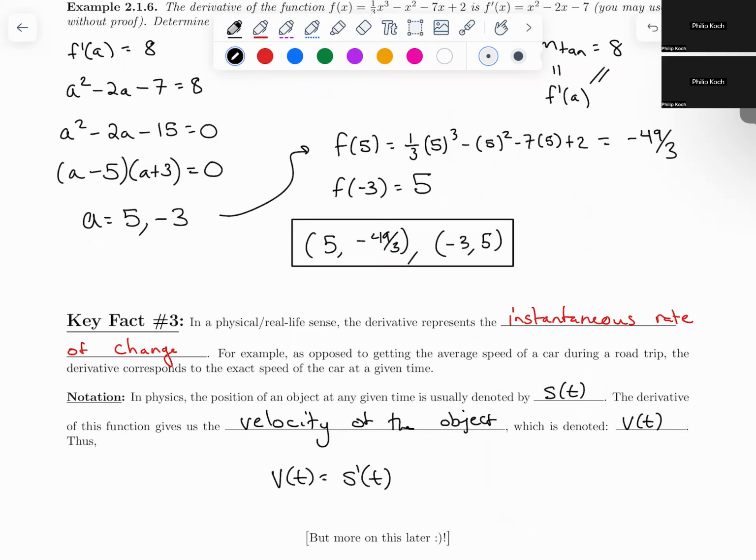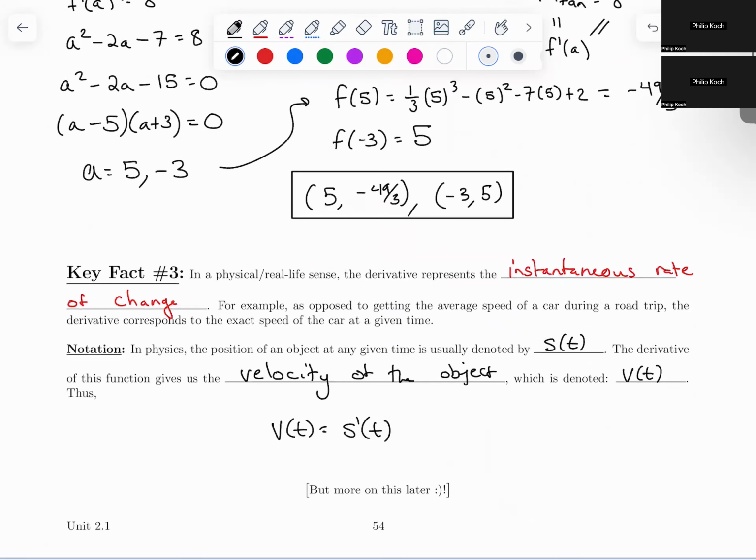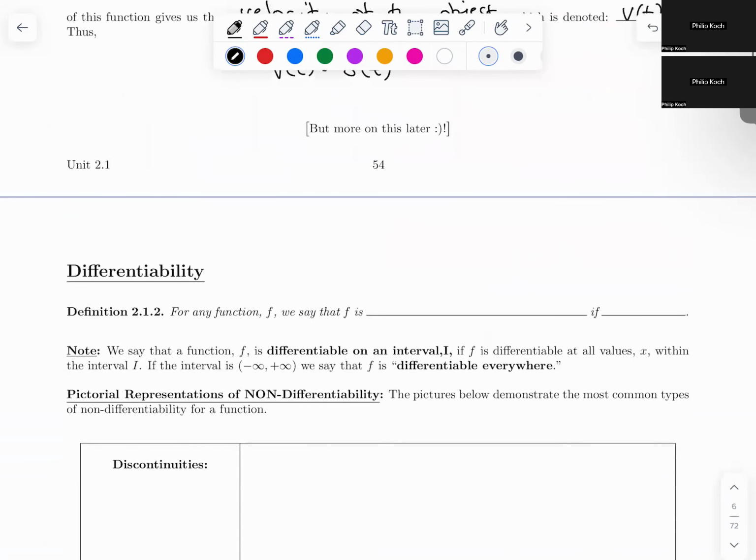I don't know. So we won't do too many word problems, but every once in a while we'll throw them in there. But we'll do that later on, because I want to focus more on the derivative as a concept, and calculating derivatives is tedious enough without having to do more real life sense on top of it. We'll learn how to take derivatives quickly soon enough. So differentiability.